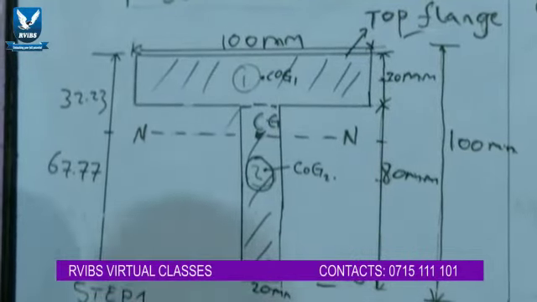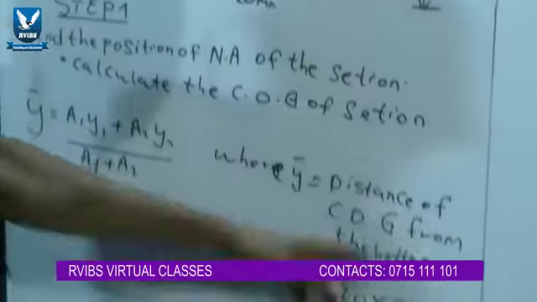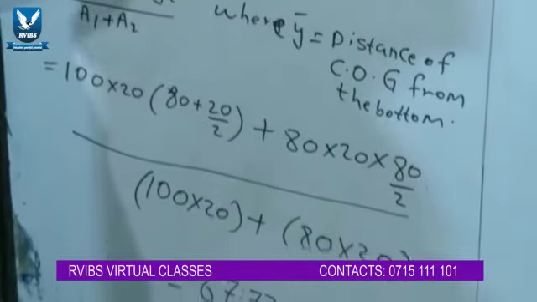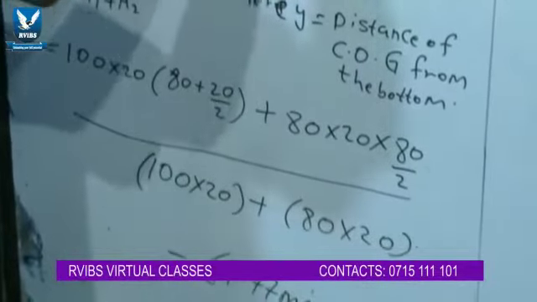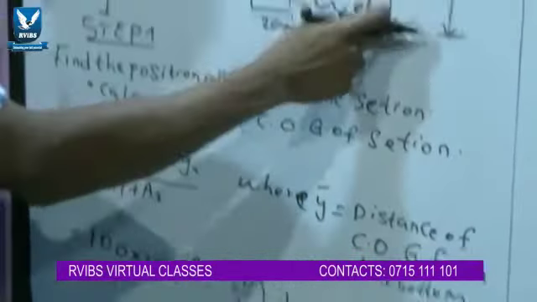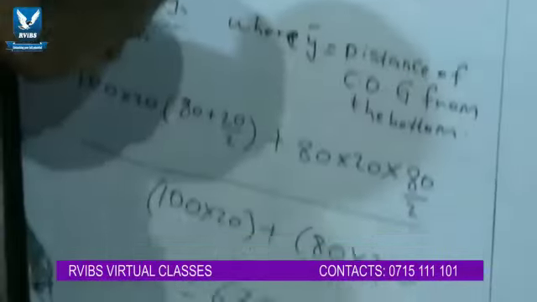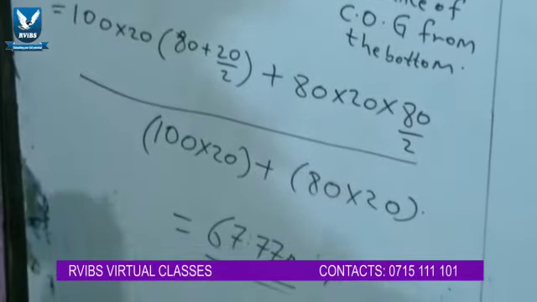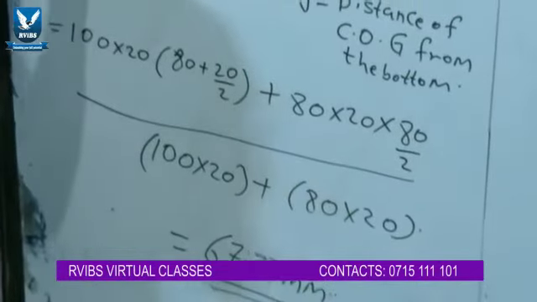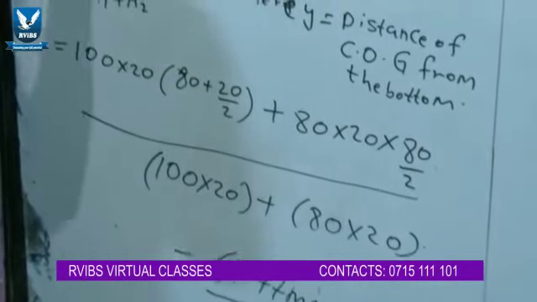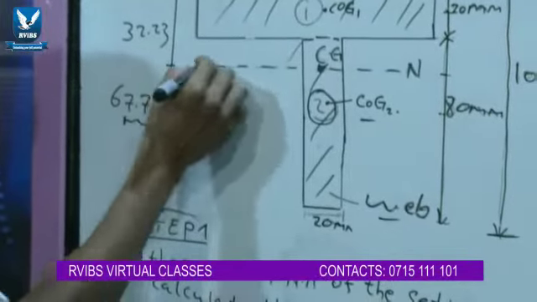And the y2, the same case. That is 80 times 20, that is the area. You multiply by the distance from the bottom axis, that is 80 over 2. As you can see, the center of gravity of section 2 will be somewhere in between, that is at the center of the distance, 80 millimeters, giving us the answer that we have here. That is 67.77 millimeters. That means that the center of gravity of the section, considering the bottom axis, will be at a distance of 67.77 millimeters from the bottom axis, somewhere here, as we have drawn it here.